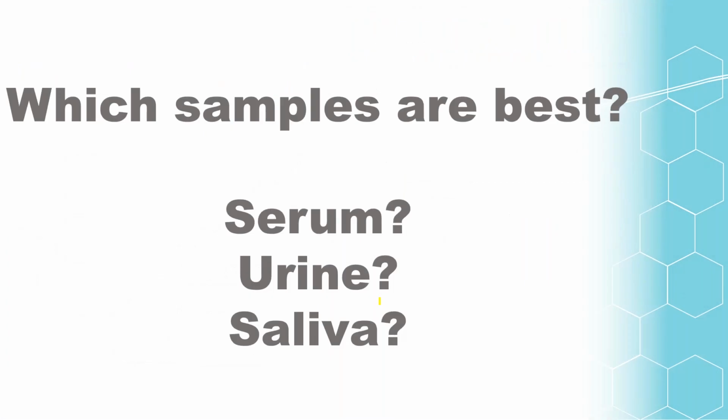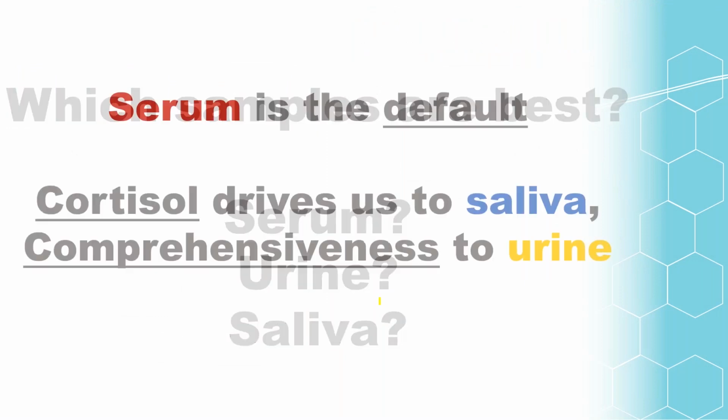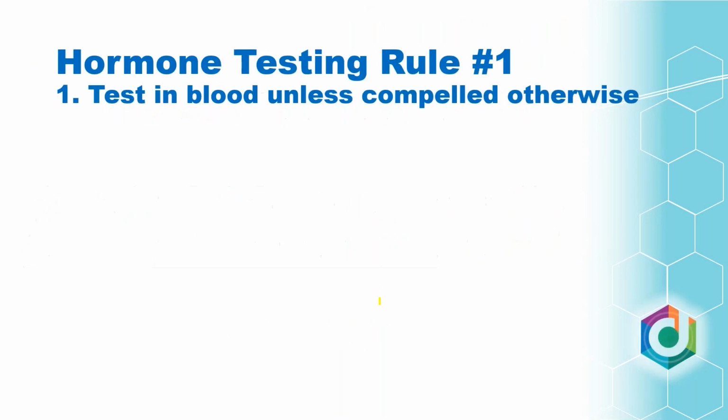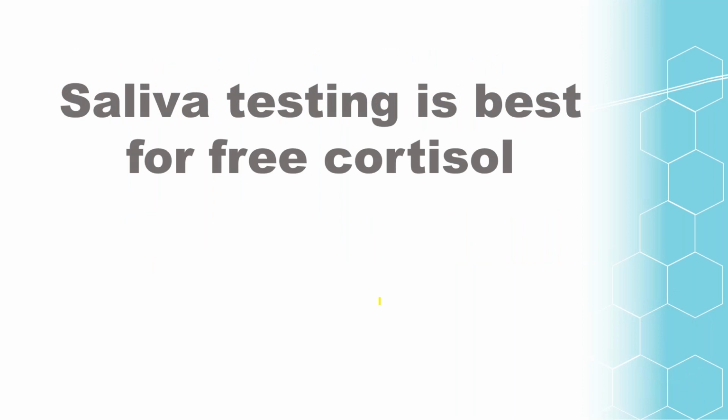Now, that's the method. What about the samples? We've talked about this a little bit, but which samples should we be deferring to when we're wanting these measurements? Again, serum is your default. Cortisol is going to drive us to saliva and comprehensiveness to urine. So we talked about rule number 1, test in blood unless compelled to do otherwise, right? That's where cortisol lives. Saliva testing is not only shown to be a good alternative to blood testing, it's actually preferred. So cortisol drives us to saliva.